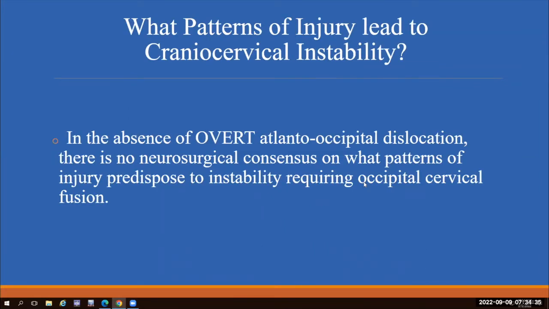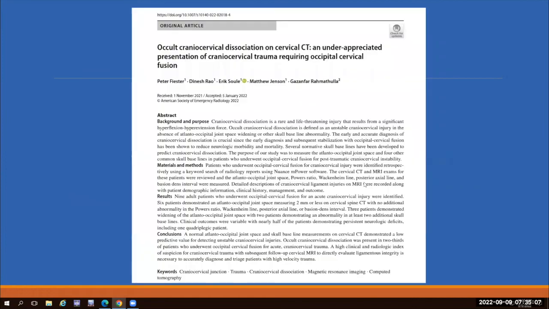Okay, so what patterns of injury are going to lead to instability? The important thing when I started doing research in this field is that in the absence of overt dislocation between the atlas, which is your C1 vertebra, and the occiput, there is no neurosurgical consensus on what patterns of injury predispose to instability that requires surgery. So there's a lot of radiologic research that we can contribute to help the neurosurgeons and help study this process moving forward.